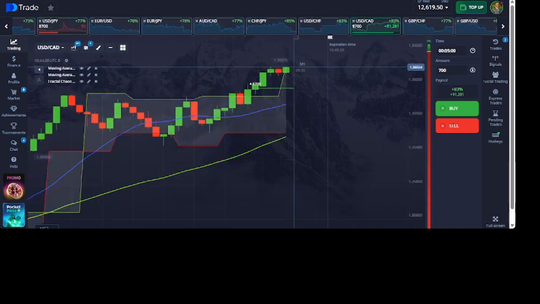Okay, so we have about 30 seconds left with the US dollar Canadian dollar trade here. So let's watch this currency pair and wait for the expiration.